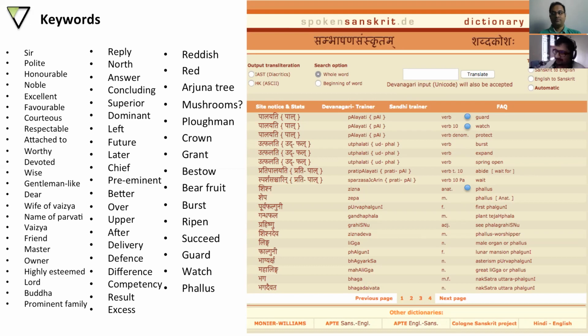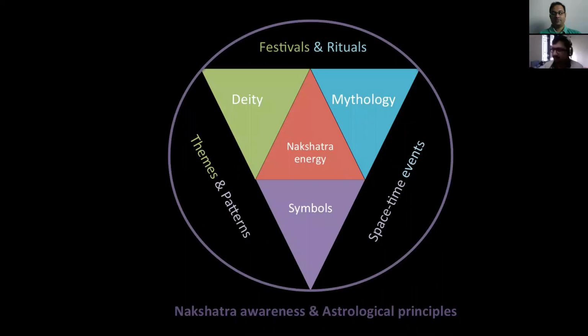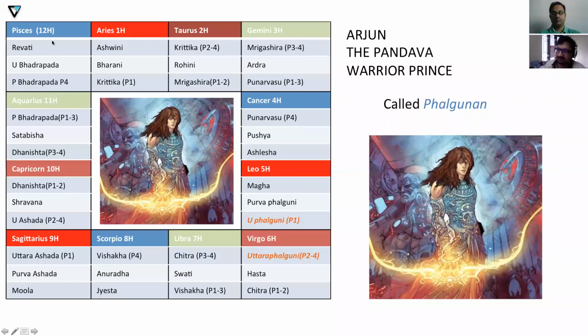So yeah, it's been a lot of words, but interestingly, we got new concepts. Now I'll be entering into a different way, and I just wanted to show you the symbol again, because so far I've been discussing the deities. Now I'll be entering into the mythology, and we'll briefly touch upon festivals, rituals and space-time events. So look at this code, as I'm talking about mythology. Mythology is actually a very deep, significant and insightful way, one of the most insightful ways of studying nakshatra.